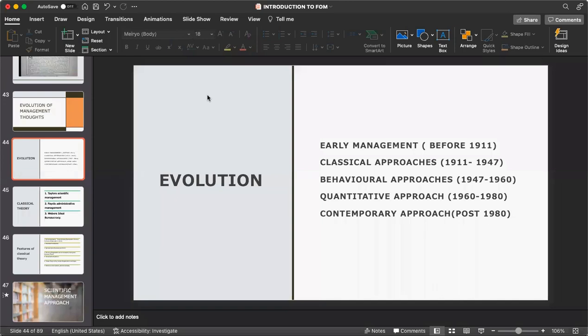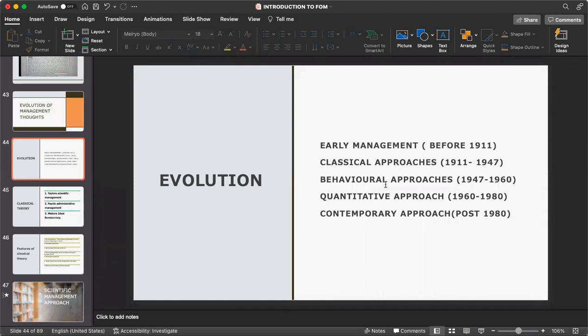The behavioral approach, if you remember, we discussed Maslow's need hierarchy theory. We talk about the concept of organizational behavior, the Hawthorne experiments, human relationship management, and the ergonomic principle. This exactly will come under behavioral approaches only.